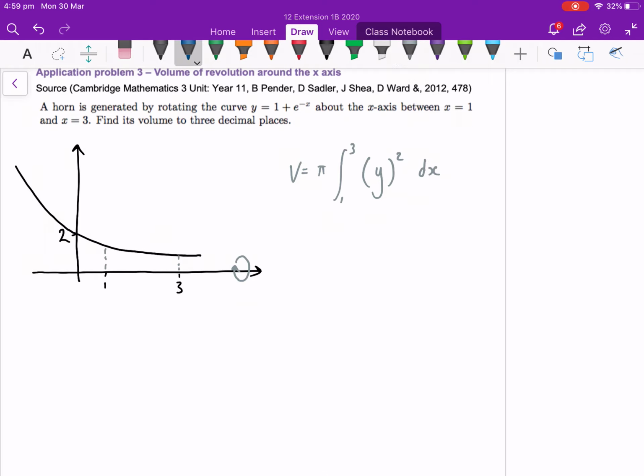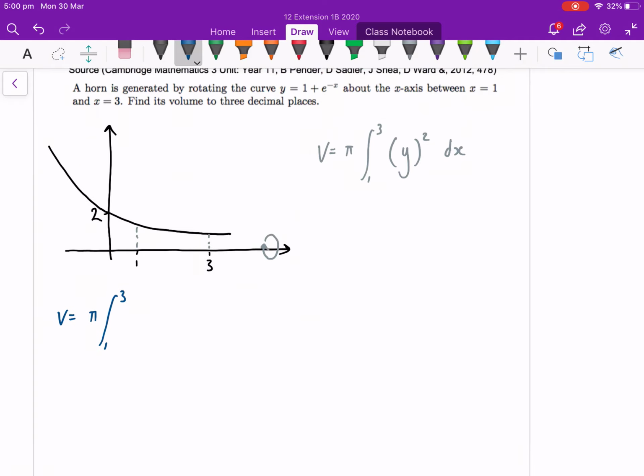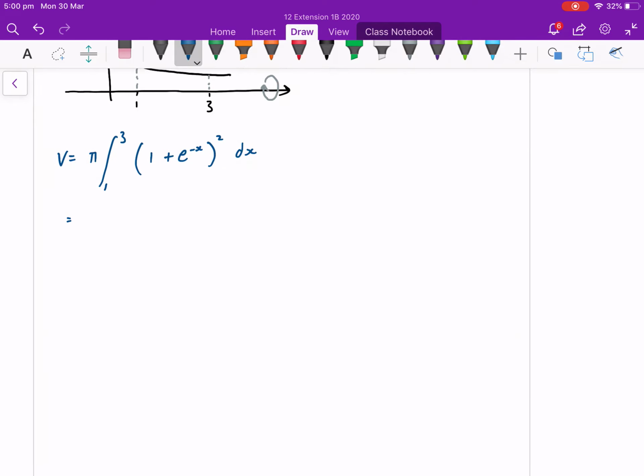So if we continue through this and we want to find the volume of this, it's rotated around, so we find the volume is equal to pi lots of the integral between 1 and 3, y squared, so our y function is 1 plus e to the negative x all squared dx. Now we need to be careful here, before we integrate this we need to expand it out.